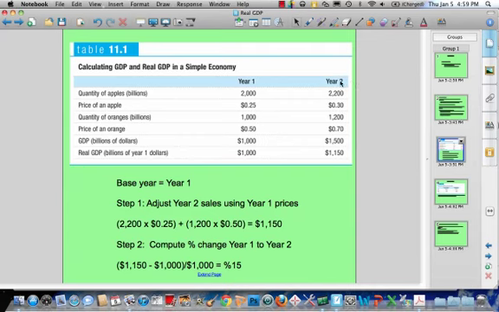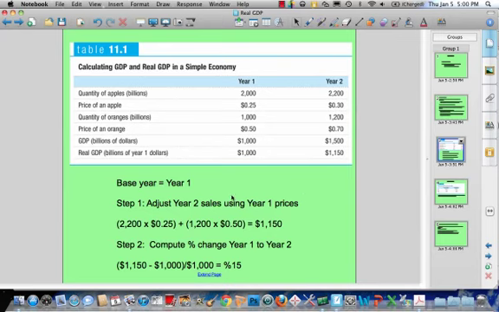Year two, let's take a look at this. We have 2,200, what would this be? 2.2 billion apples, so an increase. We also have a price that's increased from 25 cents to 30 cents. In oranges, we also increased the output from 1 billion to 1.2 billion, and the price went from 50 to 70 cents. So the nominal GDP is going to be 1.5 billion, this times this plus this times this, but we need to adjust to get to real GDP.